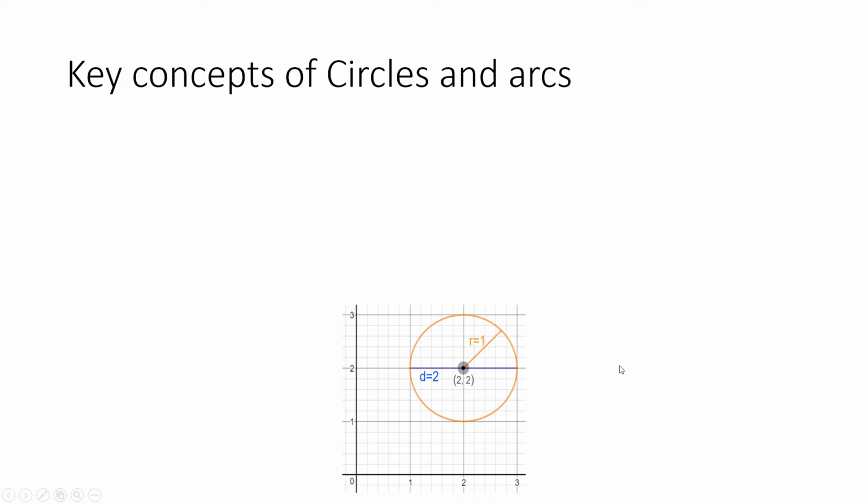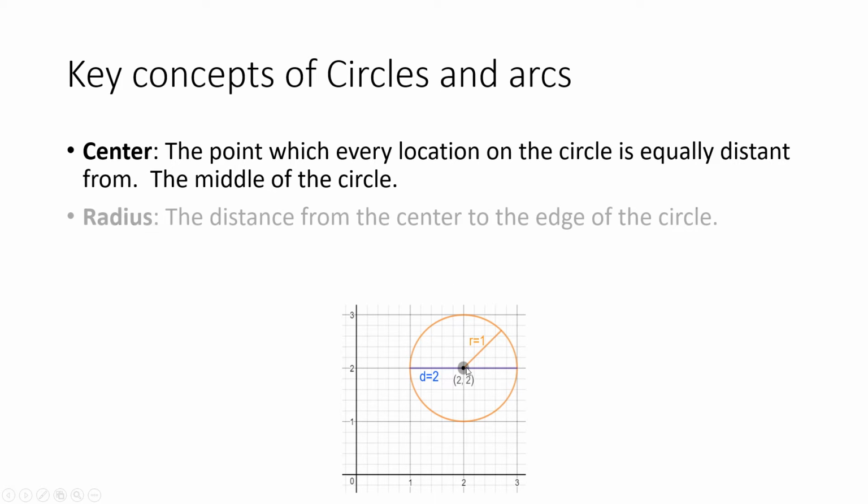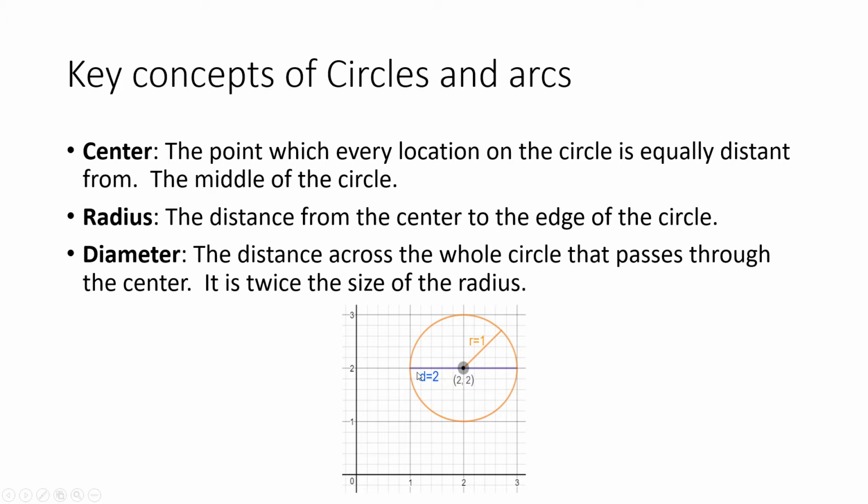So here's some key concepts to do with circles and arcs. The point that every location on the circle is equally distant from is called the center. That's the middle of the circle. The radius is the distance from the center to the edge, any point on the edge. So this one here has a radius of 1. There's also a diameter, which is from one edge to the other, passing through the center. And it's always going to be double the radius.